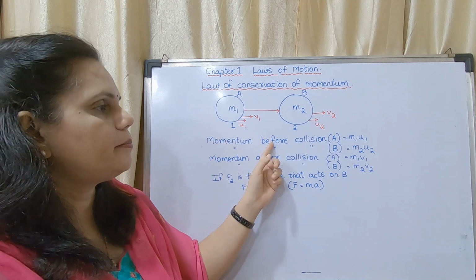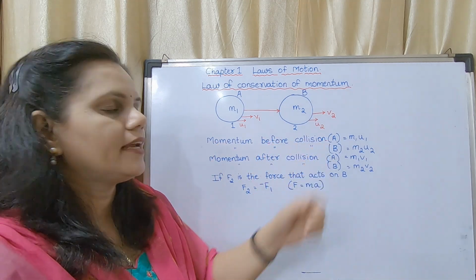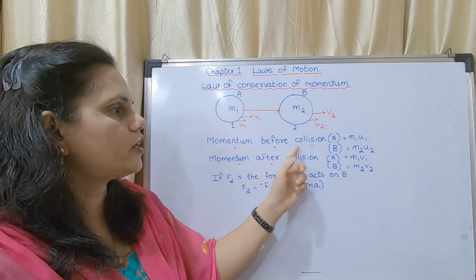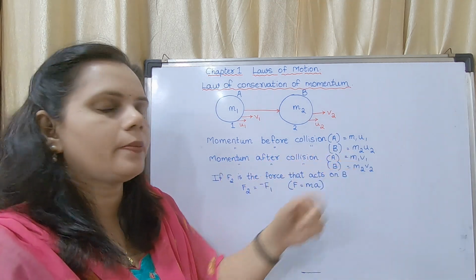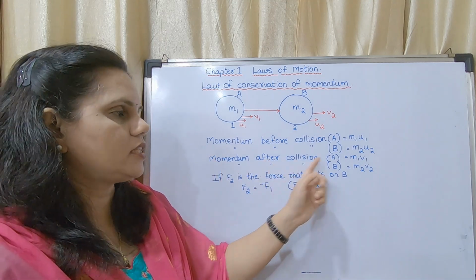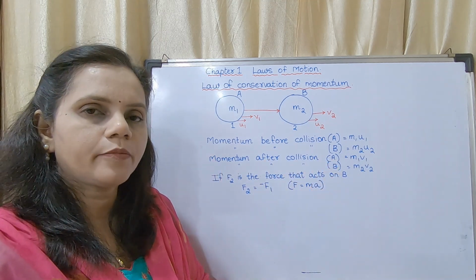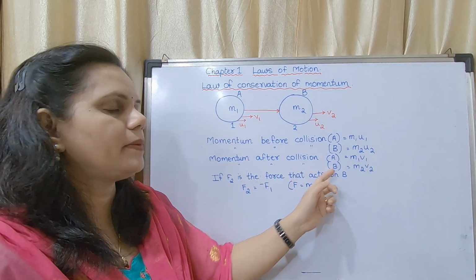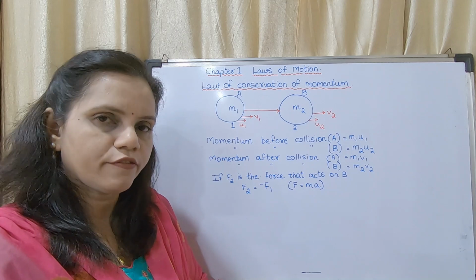So momentum before collision for A will be m1 u1. Momentum before collision for B will be m2 u2. Momentum after collision for A will be m1 v1. Momentum after collision for B will be m2 v2.